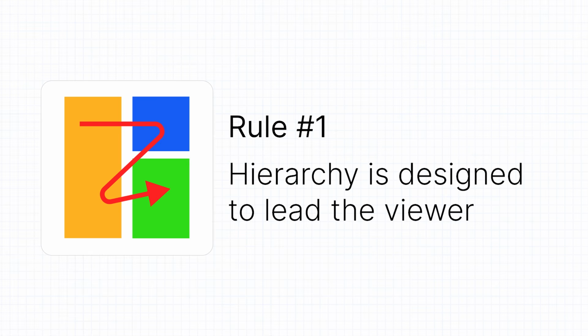Now, that isn't to say that one element is more important or more essential to a design than another, because in a great design, every element is absolutely essential, but the viewer will still have to look at things one at a time. Where they start and where they end is what hierarchy is all about. And that's why our first rule of visual hierarchy is this: hierarchy is designed to lead the viewer.